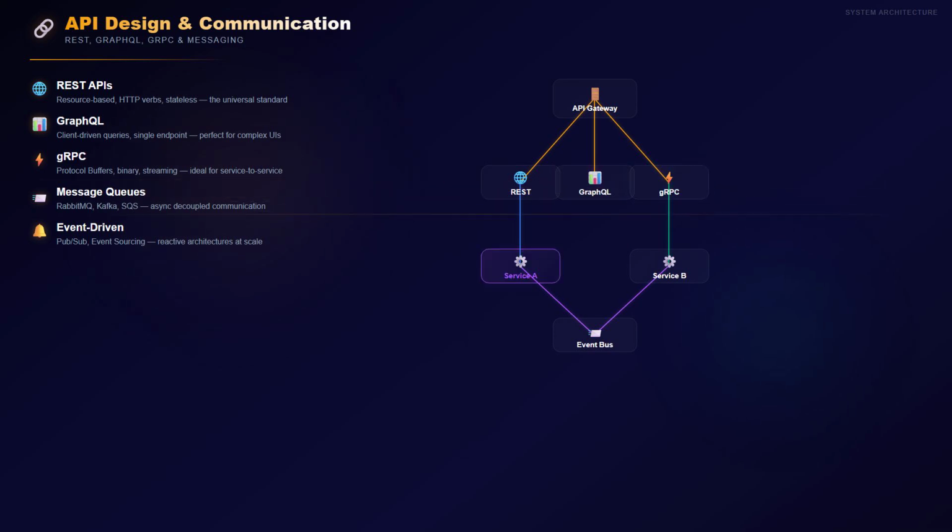As an architect, choose the right tool for each interaction. Don't use REST for everything. Don't use Kafka when a simple HTTP call would do. Match the communication pattern to the use case.